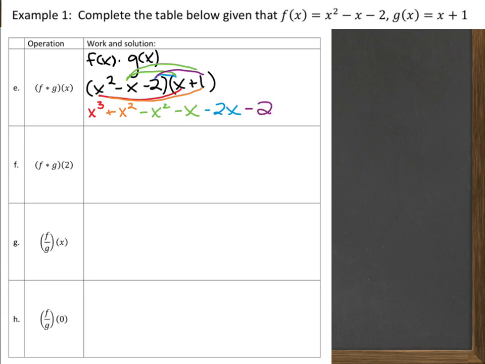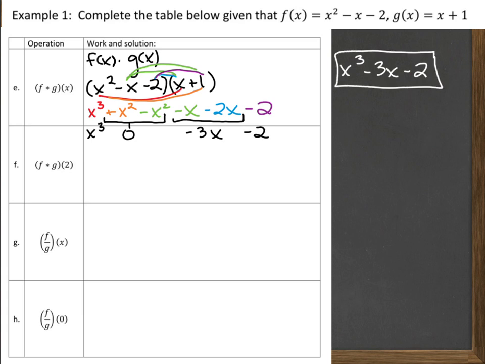All right, so hopefully you can see here that some of these things are like terms, and so there's a little bit more we can do. So I have a plus x squared minus x squared. What's going to happen to those? Well, when we add them, it gives us 0, so they cancel out. What about minus x and minus 2x? Well, when we put them together, it gives us minus 3x. Notice that x cubed and 2 are sort of standalone values. They don't have anything to be combined with. So my final answer is x cubed minus 3x minus 2.